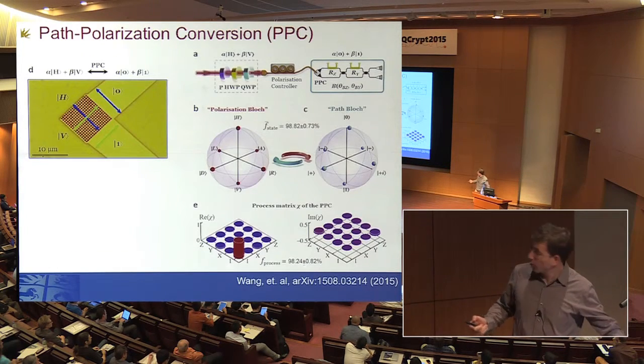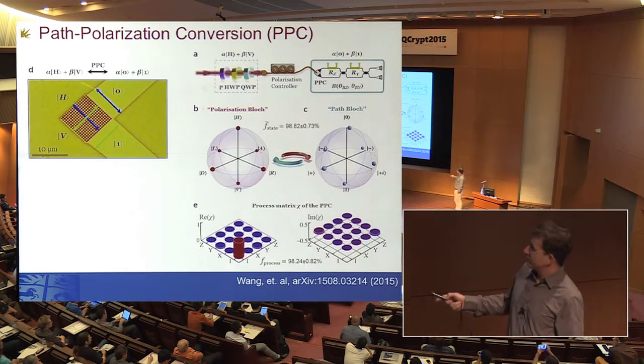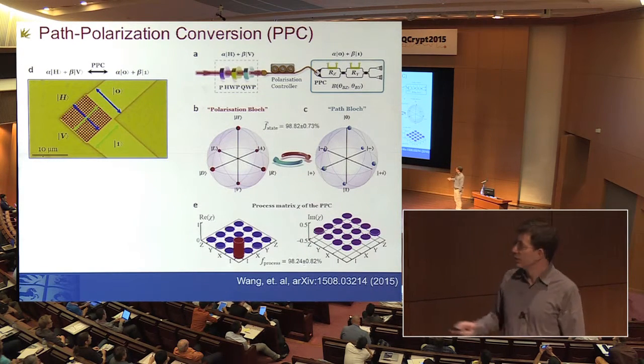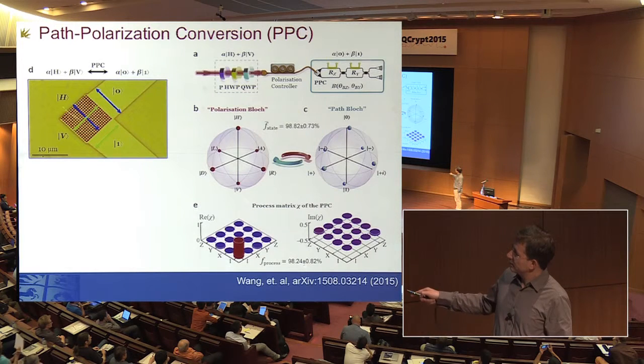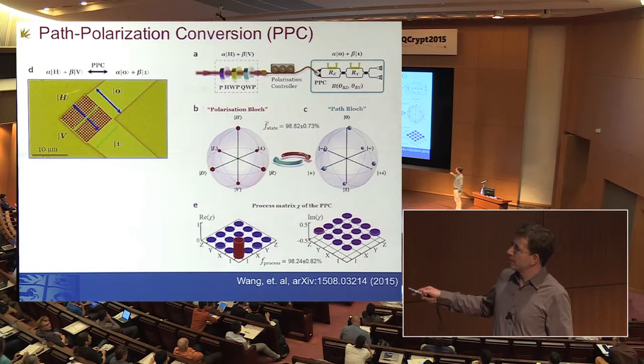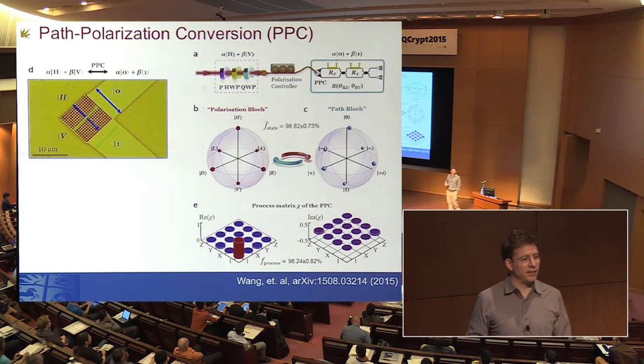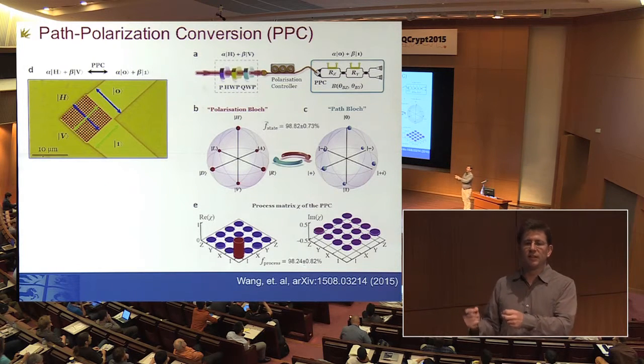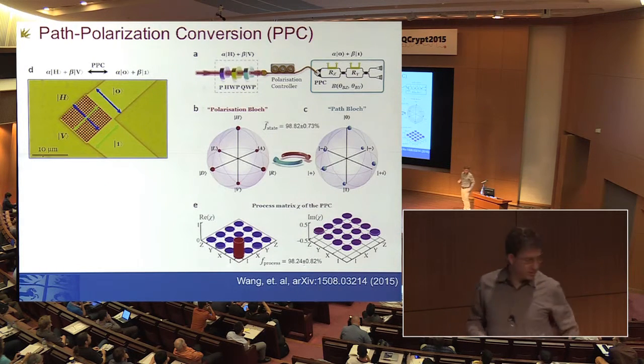This is the path-to-polarization converter. It's effectively a two-dimensional Bragg grating. And what it does is light coming in at this angle on this waveguide gets converted into TE polarized light. Light coming in at this angle gets converted into TM polarized light. And so we can then take our two orthogonal path states and convert them to two orthogonal polarization states.